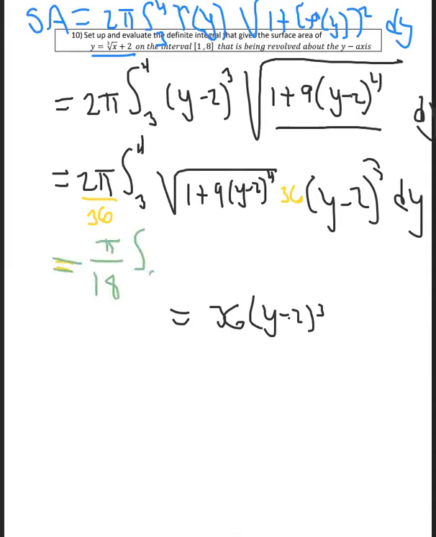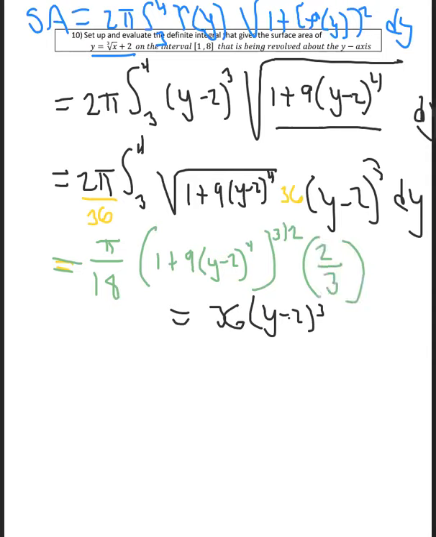And now we can actually integrate this. I'm not going to write the integral sign again. What I'm going to do is just integrate it. So we have 1 plus 9 y minus 2 to the 4th to the 3 over 2 times 2 over 3, because remember you're dividing by 3 over 2, which is 2 over 3, from 3 to 4. Does that make sense so far?